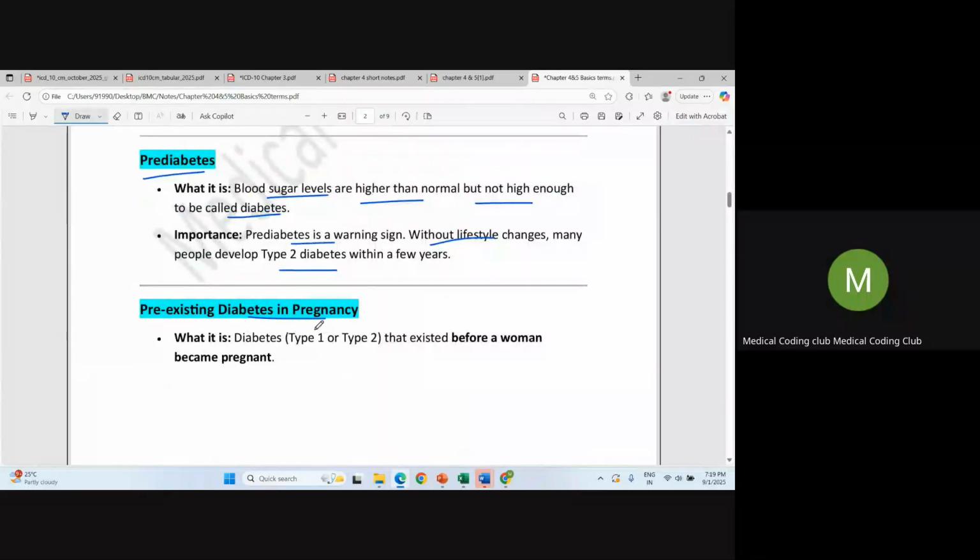Okay, so pre-existing means before she gets pregnant, she already has diabetes. After she has suffered with diabetes for 1 or 2 years, or her medical record says she was a diabetic patient, after that she got pregnant. Then we consider it as pre-existing diabetes in pregnancy.